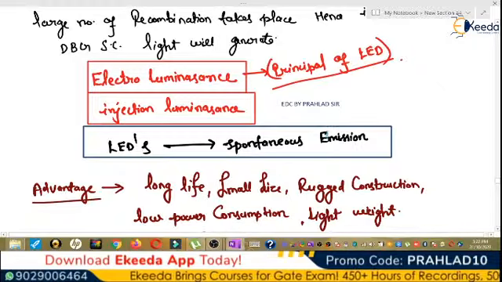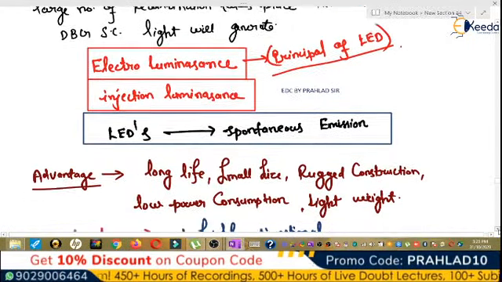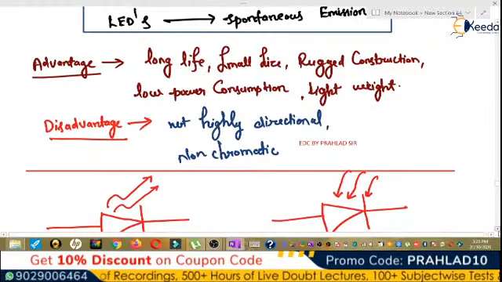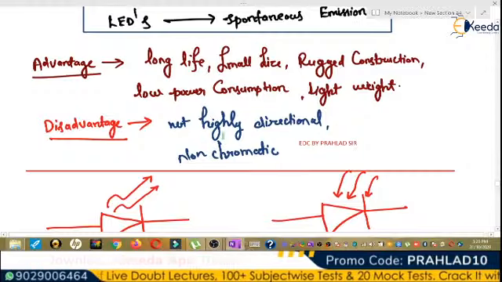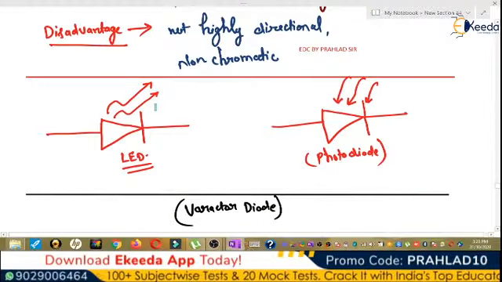So what are the advantages of light emitting diode? It is long life, smaller size, rugged construction, low power consumption, and lightweight. And what are the disadvantages? The disadvantage is it is not highly directional, it is non-chromatic. Okay, so this is the symbol of light emitting diode, and this is the symbol of photodiode.